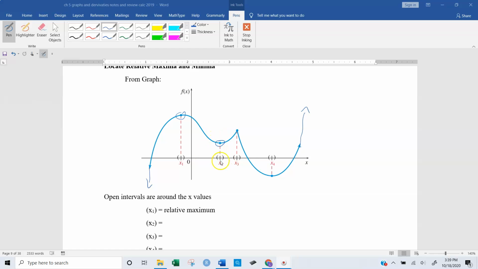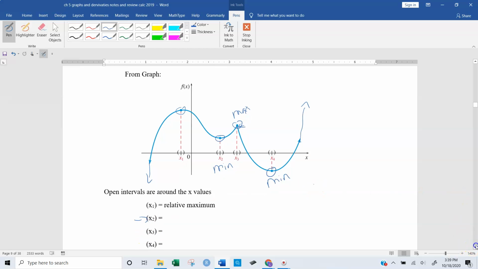So x2 is a relative min. x3 again is the top of its section of graph, so it is a max. Note, there is no derivative at this point because it's a sharp point instead of a curved point. x4 is a relative min again. And we could go on forever. That's what goes in here: min, max, and fill in as you go.